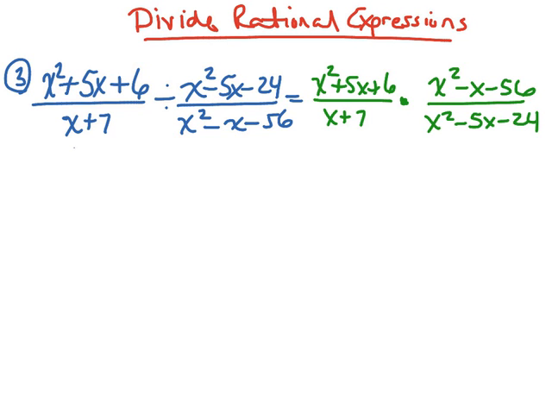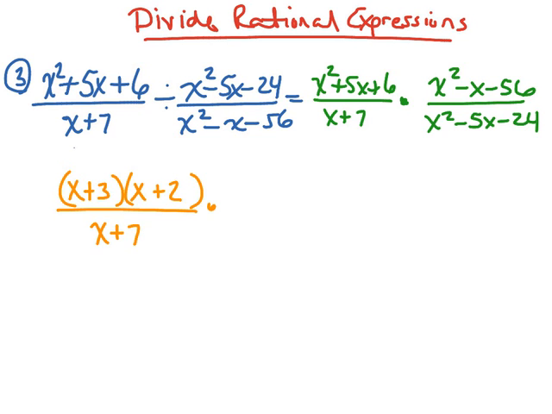At this point, I'm ready to start factoring my numerators and denominators. So I'll start with x squared plus 5x plus 6. This is a trinomial with a leading coefficient of 1. Therefore, the factors are going to be in this form here. We know that x times x will give me the x squared. Now I need factors of 6 that are going to add up to 5. Again, what can I multiply together to get 6 that also adds up to 5? In this case, that's going to be 3 and 2. 3 times 2 is 6. 3 plus 2 is 5. Go down to the denominator, x plus 7. X plus 7 cannot be factored, so I'm just going to leave it as x plus 7.